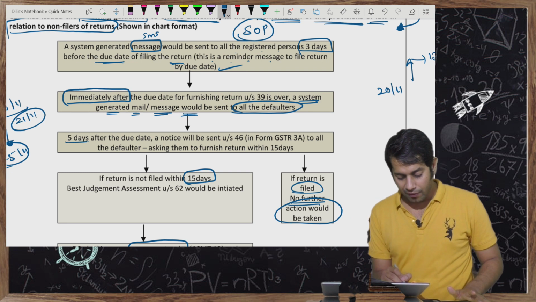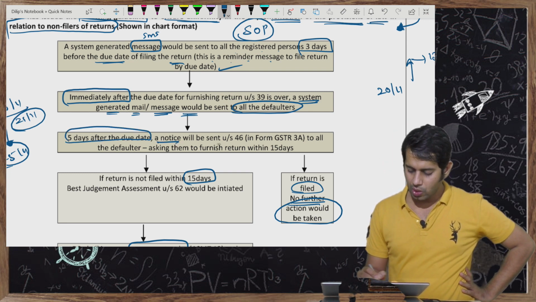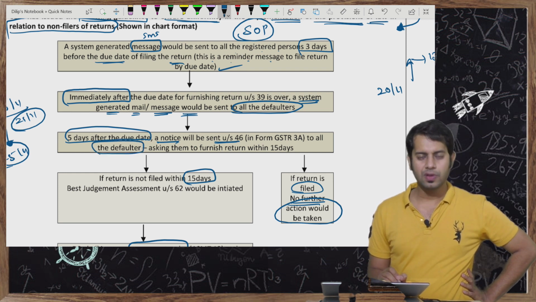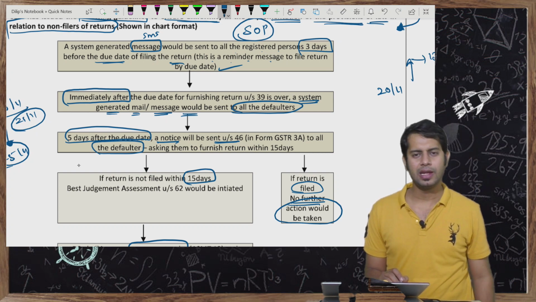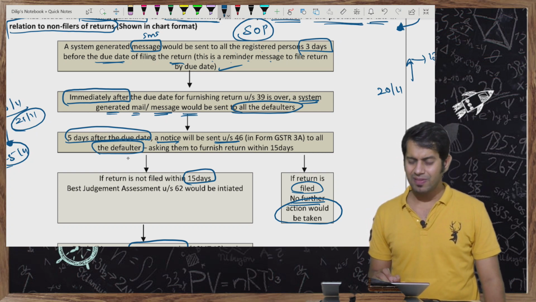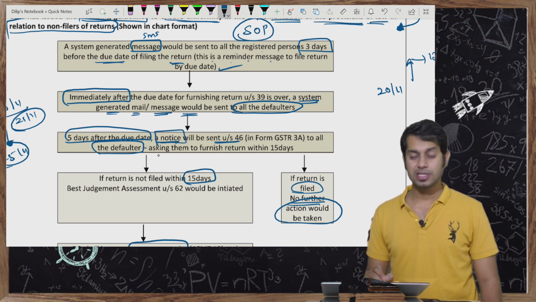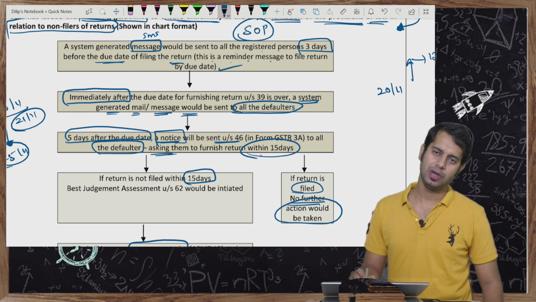Now, after 5 days of the due date of filing returns, a notice will be sent under Section 46 to all the defaulters. Even after 5 days, if you have not filed any return, I will send you what? I will send you a notice straight away, not a message, asking me to file the return within 15 days.